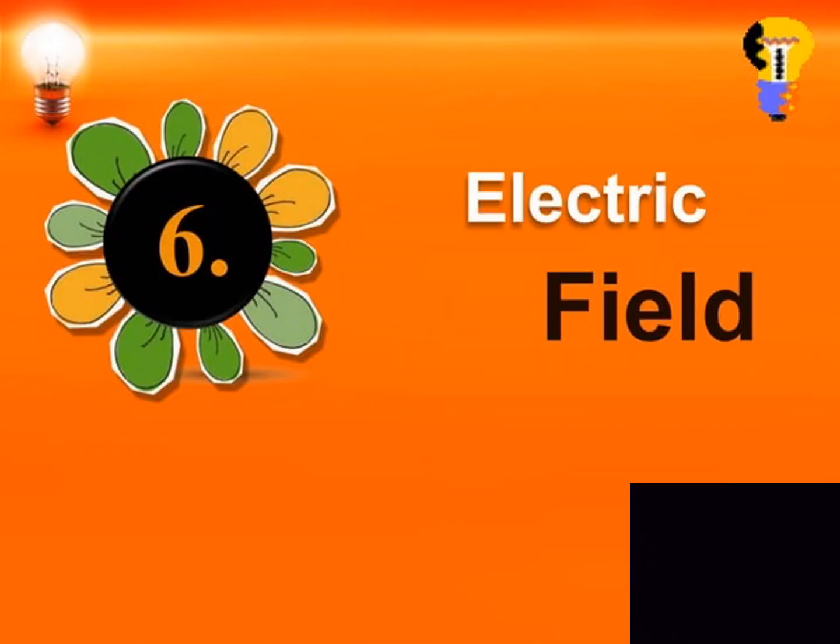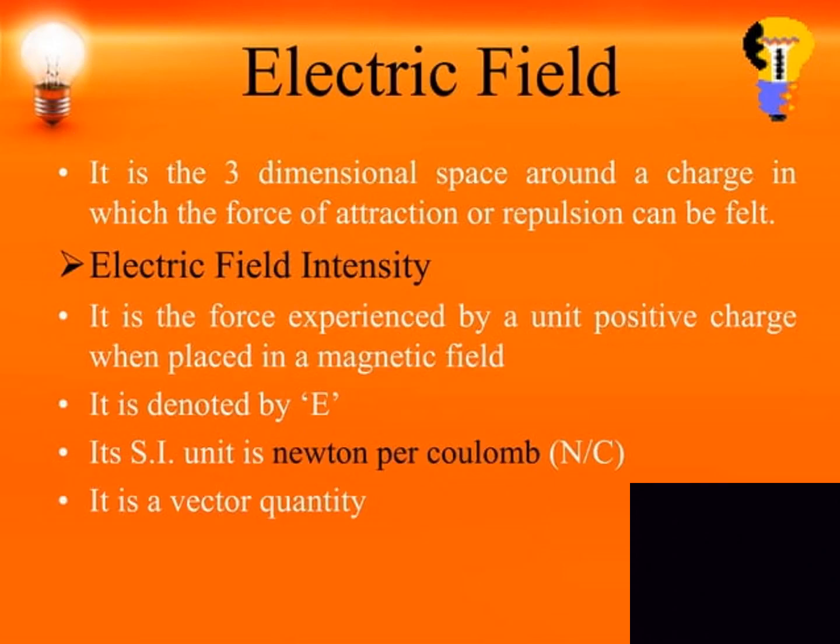Next, electric field. Where electric current flows, the region around that flow is what we call the electric field. Okay. It is the three-dimensional space around a charge in which a force of attraction or repulsion can be felt.